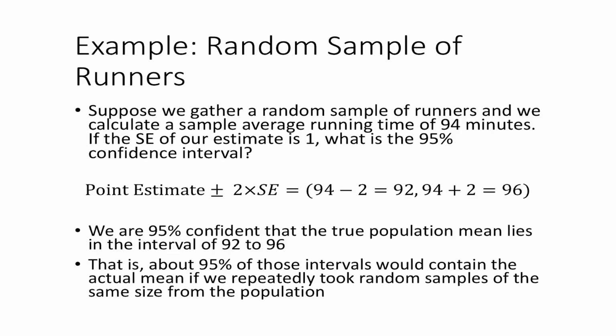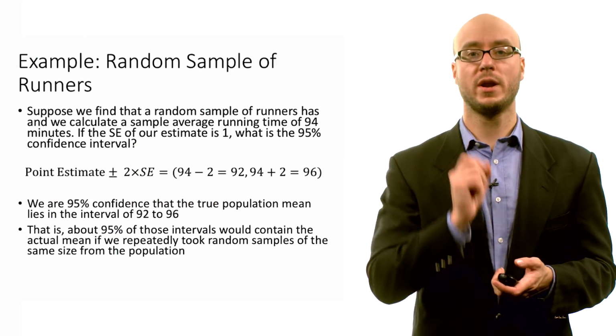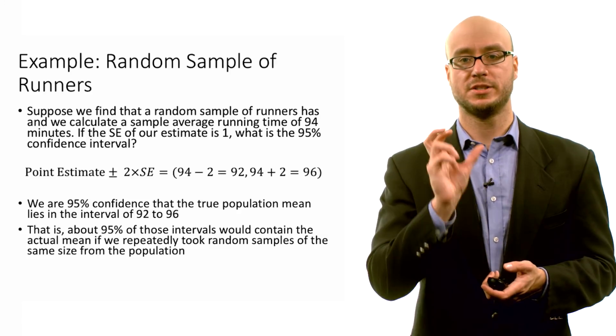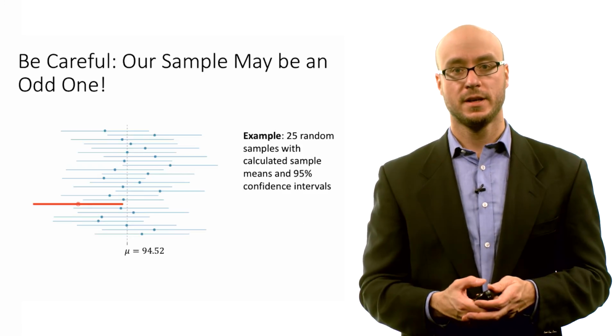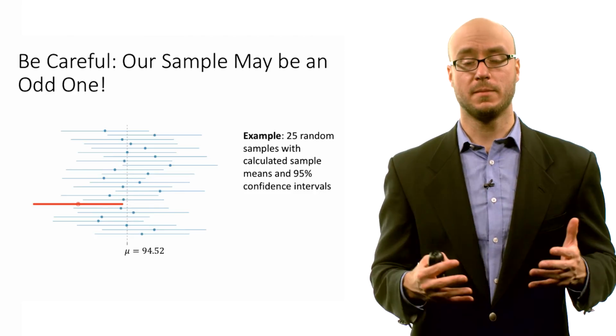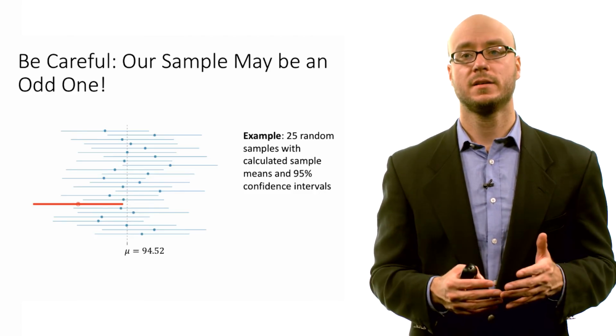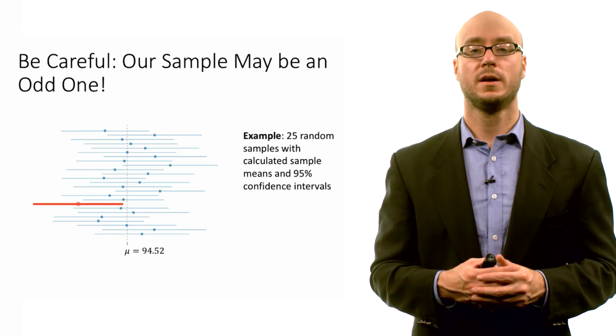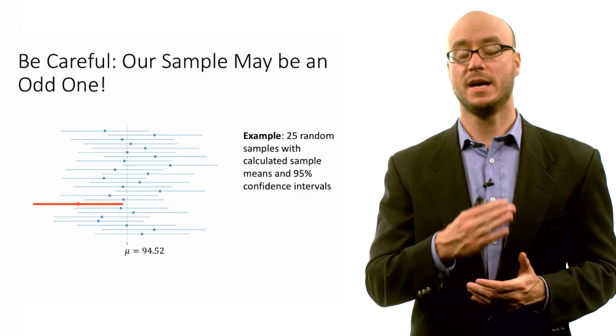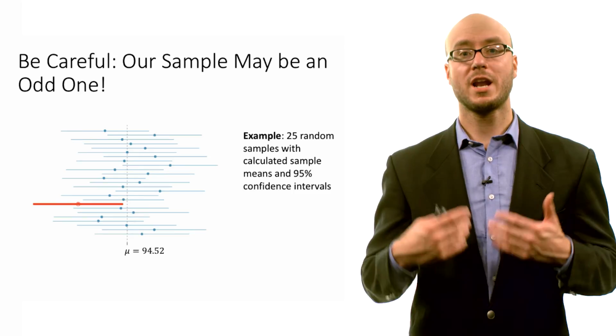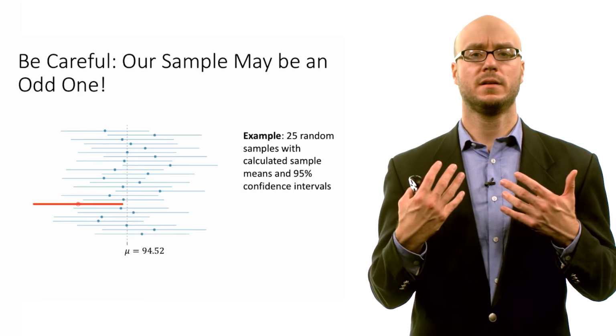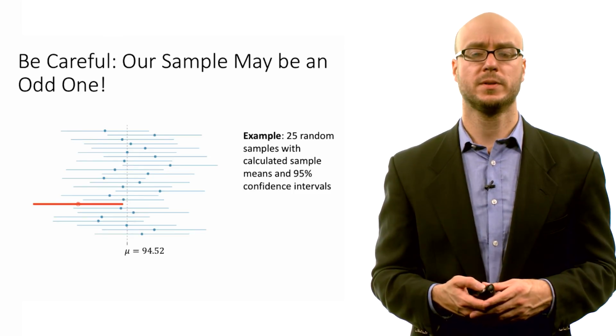To put it another way, about 95% of intervals we'd expect to contain the true population mean if we repeatedly took random samples of the same size from the population, each time calculating a point estimate and calculating plus or minus 2 times the standard error. Of course, our sample could be an odd one. In reality, it's possible that our true population parameter lies outside our interval. But we're 95% confident that the interval contains the true population mean.